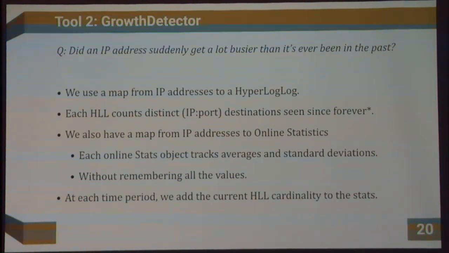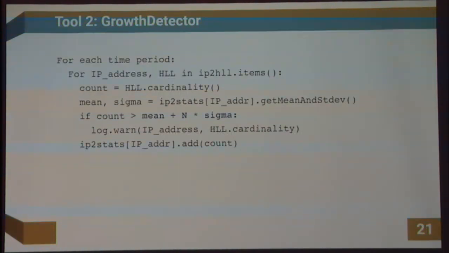And basically, at every time period, we get the new set of total cardinality, the total number of IP port combinations it's seen for every IP address, and add it to its online statistics. And then, having done that, we check to see if there are any outliers. And again, this is the code. It's really what it immediately says there.